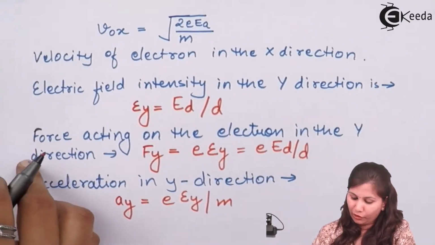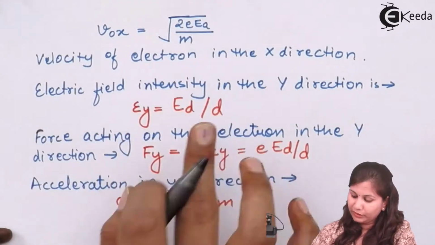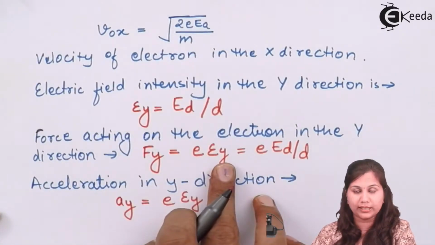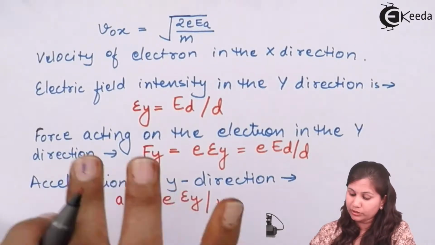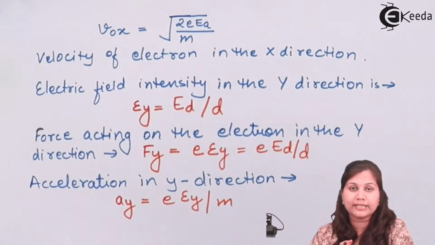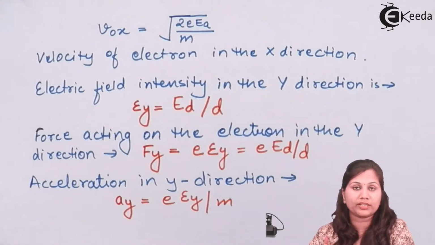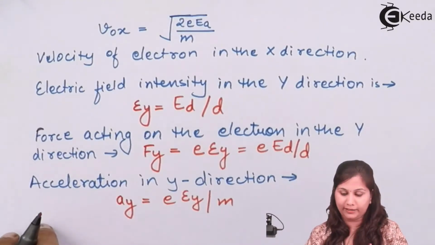So we have got the formula for the velocity of the electron in the x direction, for the electric field intensity, for the force in the y direction, and for the acceleration. Now if we talk about the velocity, we have said that the electron is experiencing force only in the y direction. There is no force in the x and the z direction. So if there is no force, there will be no acceleration and no change in the velocity of the electron. Only the change will be in the y direction.